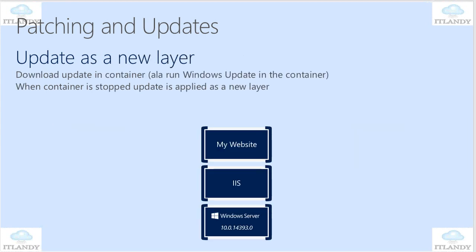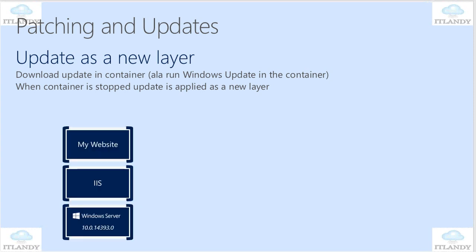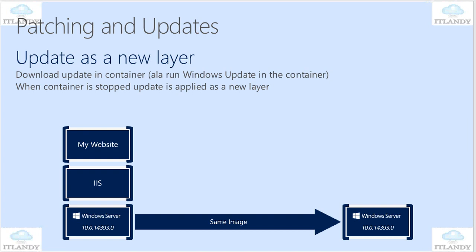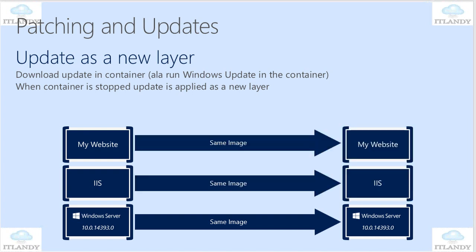And then if I want to patch it, download the update in the container, run the Windows Update inside the container. And then when the container is stopped, the update will be applied to it. And then when you apply the update, you can do it to the same image. And then the image gets deployed. And then you can see different containers, or let's call them features, targeting different versions or updates.